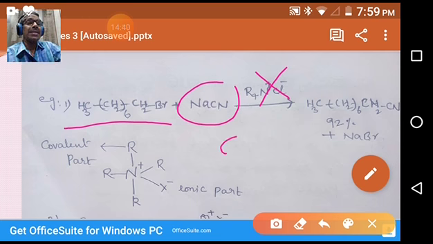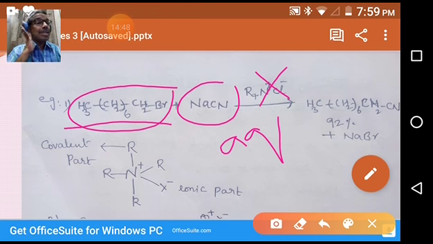Sodium cyanide is in the aqueous phase, whereas bromooctane is in the organic phase. It's a non-polar substance. The substrate is a non-polar substance, whereas the other reactant, sodium cyanide, is aqueous, a polar substance. So when we mix these two in a reaction vessel, they don't come close enough for the reaction to occur. Why? Because these two are in different phases.